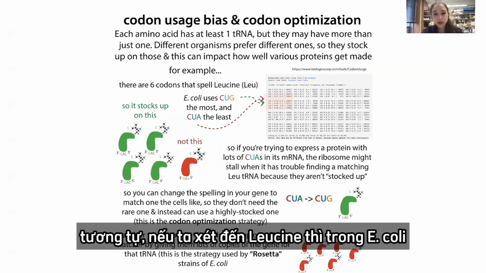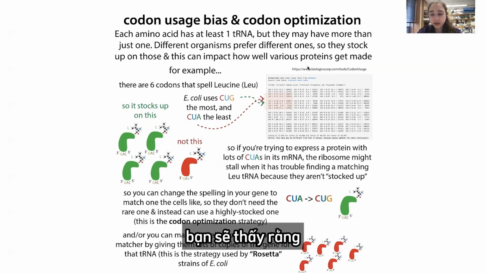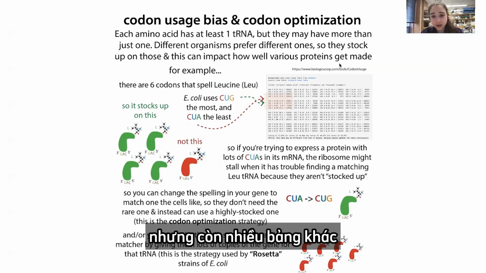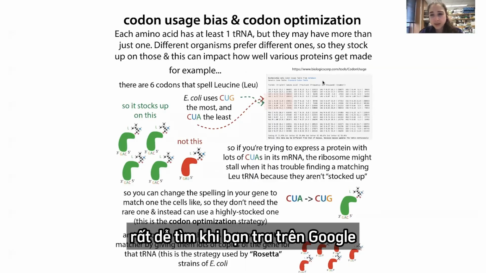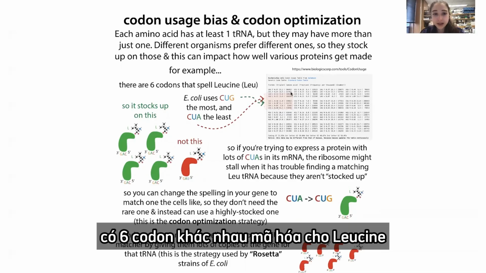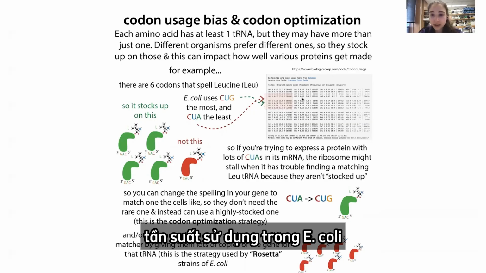Similarly, if we were to look at, say, leucine, E. coli uses, if we look at a codon usage table, and you can find these tables if you just Google them, like this one from biologicscorp.com/tools/codon usage, but there's a bunch of different ones. It's pretty easy if you just Google it. So for E. coli, you can see that these are the 6 codons that spell for leucine. And this is the codon usage table for E. coli.